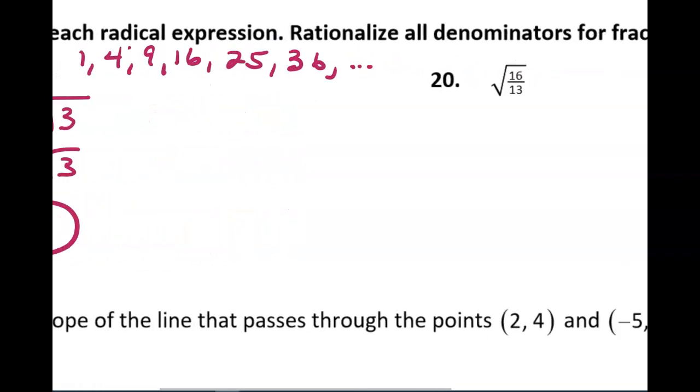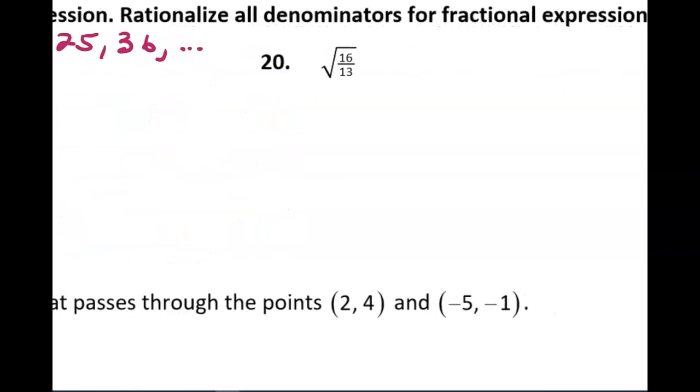Now let's do number 20. We have the square root of a fraction, so we need to distribute the square root to the numerator and to the denominator. Now, we're going to need to rationalize this, but before you do this, make sure that you simplify any square roots that you can. So that's 4 over the square root of 13.